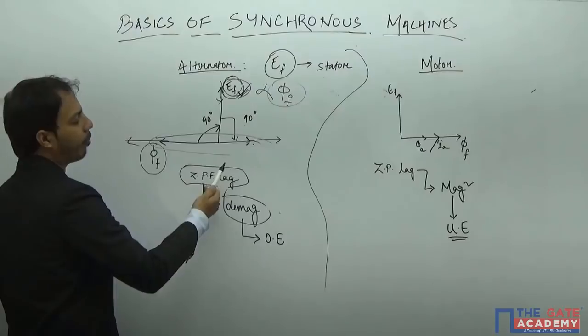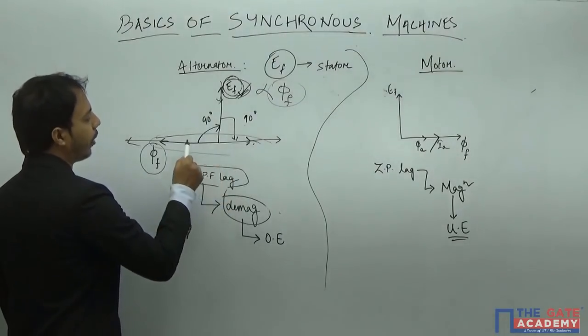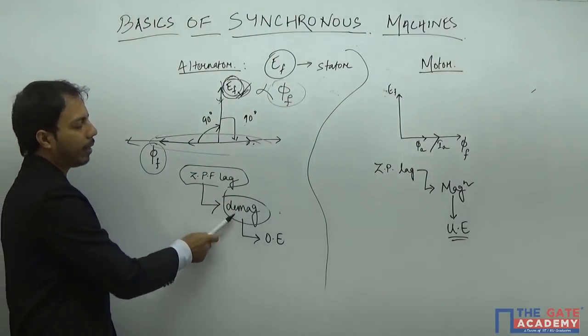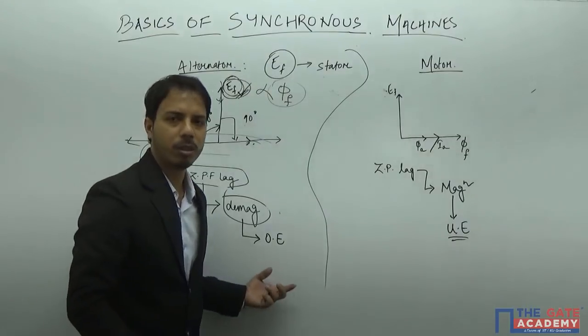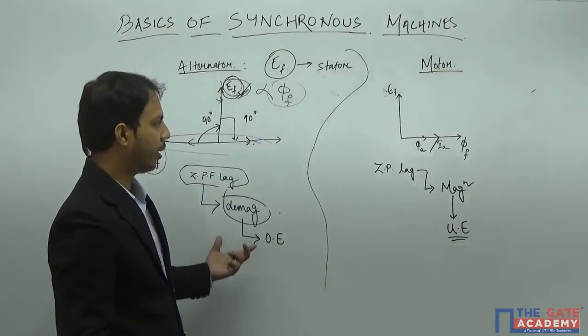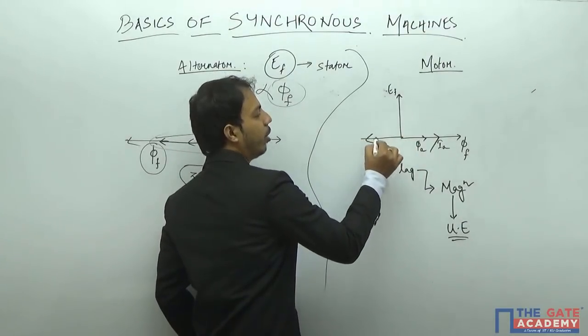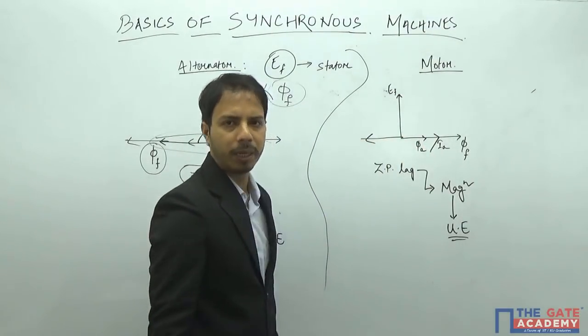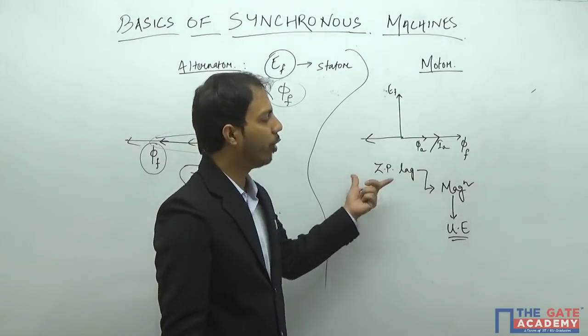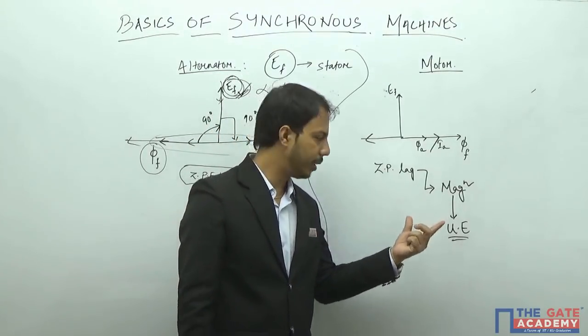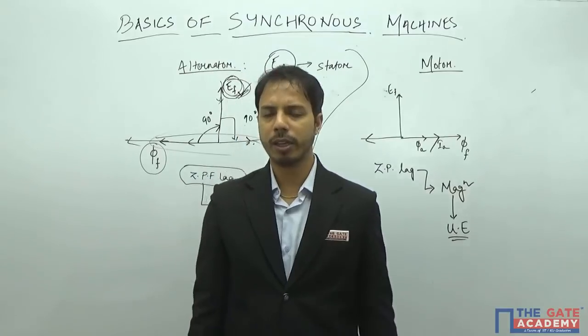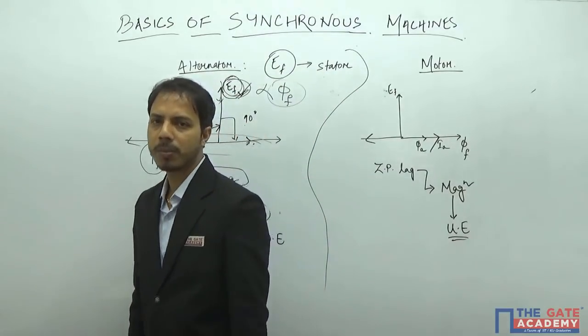Similarly, if I have a leading load in the alternator, it will be magnetizing and it will become under excited. Similarly, in a motor, if I have a leading load, what will happen? It will be demagnetizing. So a leading load will be demagnetizing, and if it is demagnetizing, then definitely it is over excited. Okay.